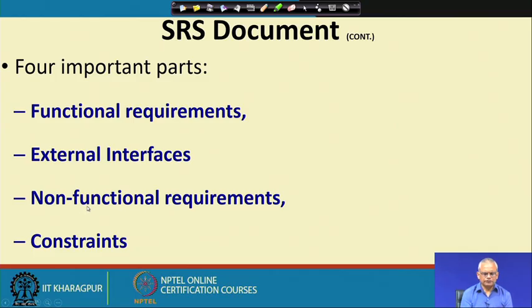We have to have a section on the non-functional requirements and what are various constraints on the system. For example, one constraint may be that it has to follow certain standards, or maybe that it has to use an open source database.